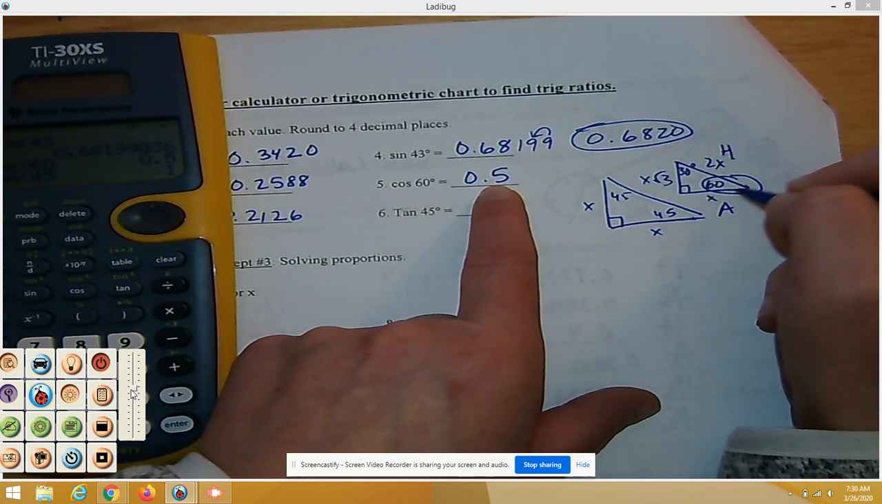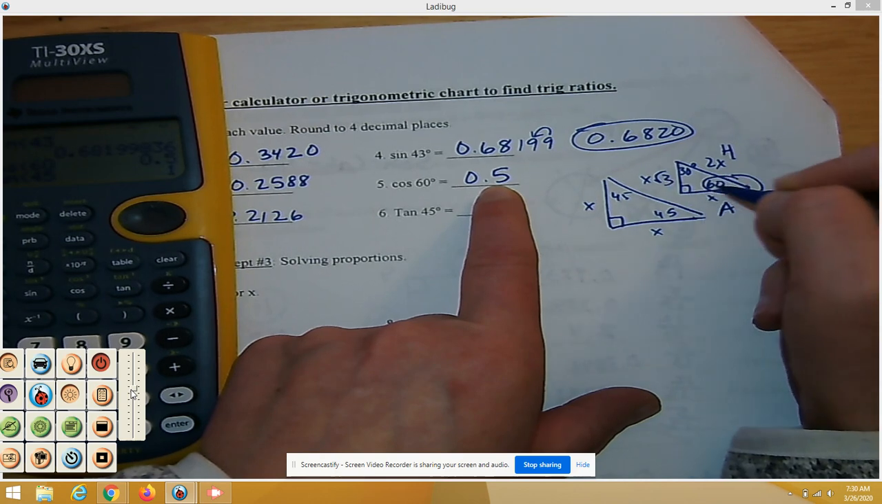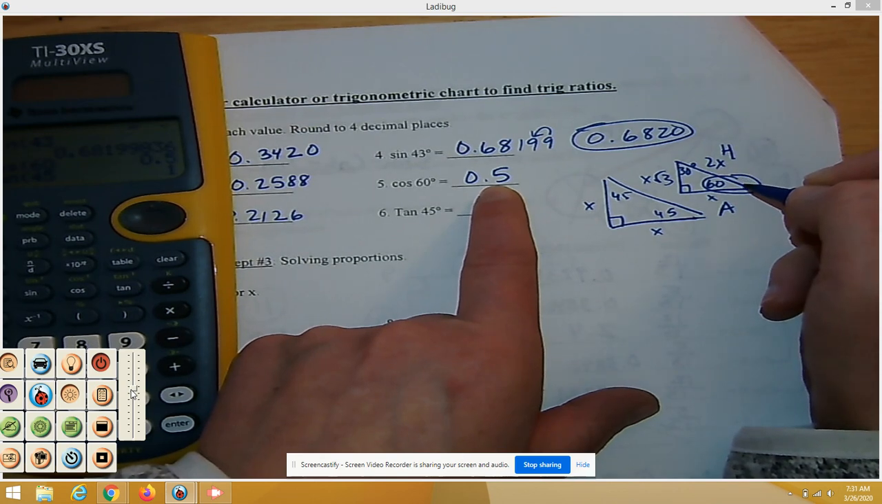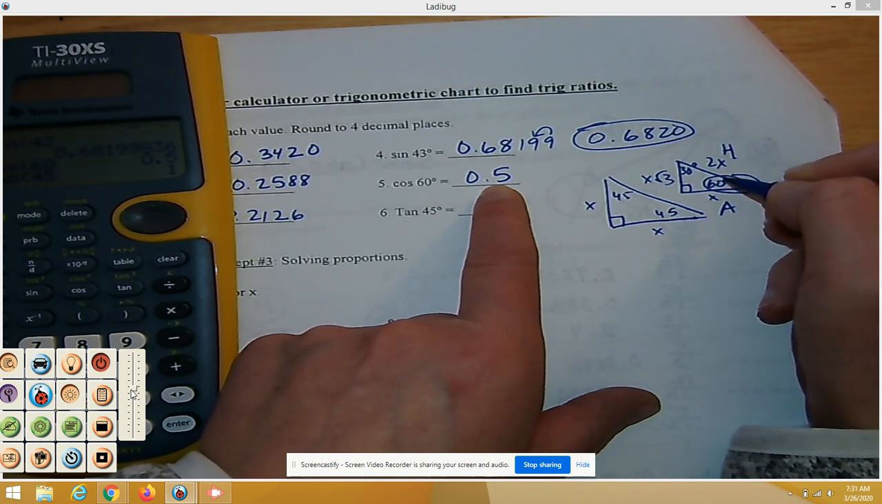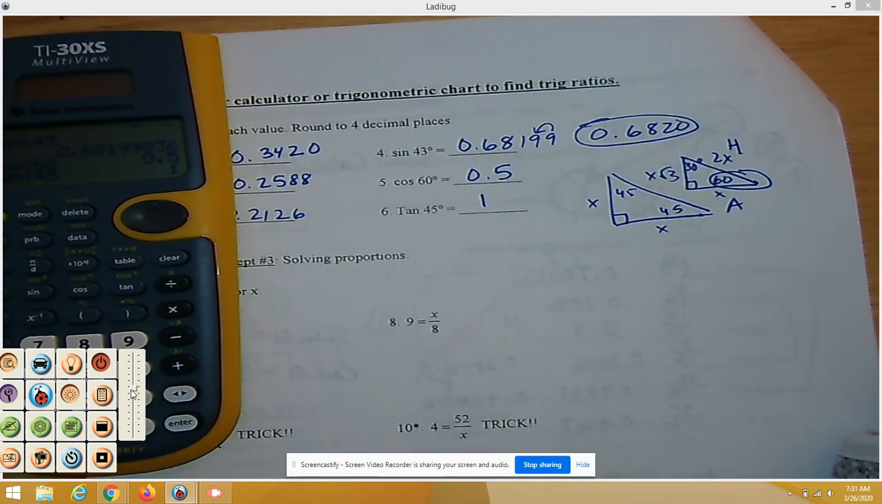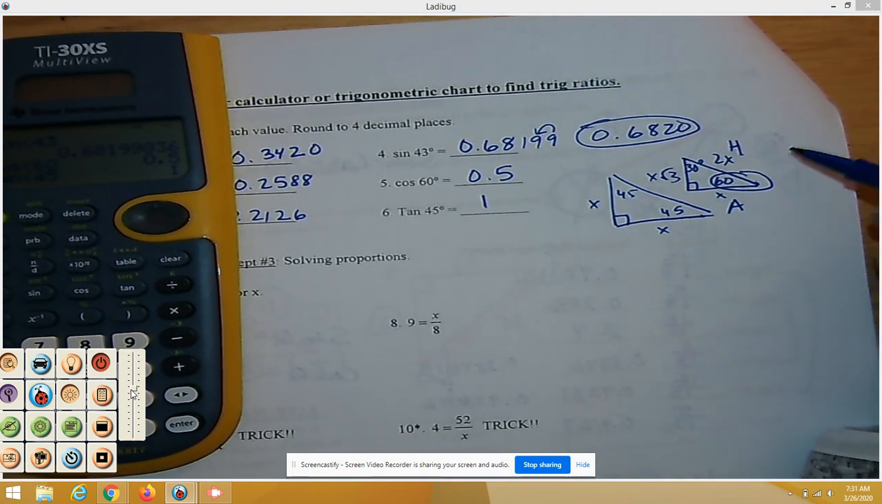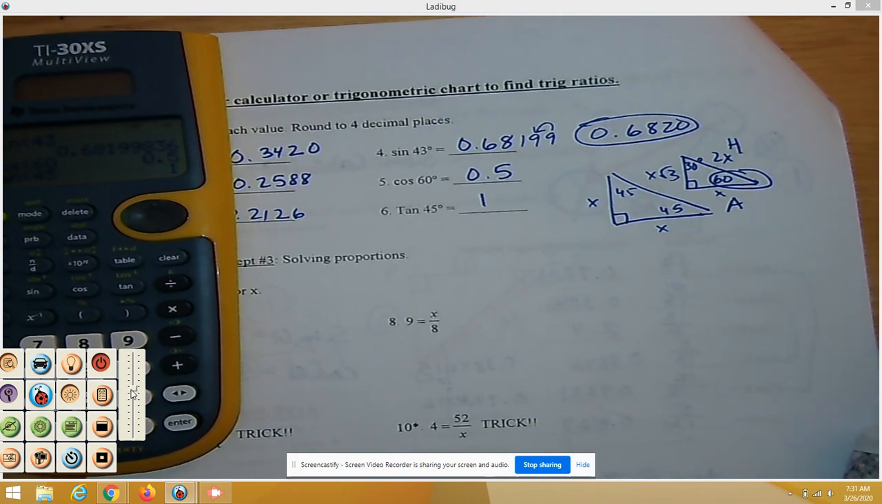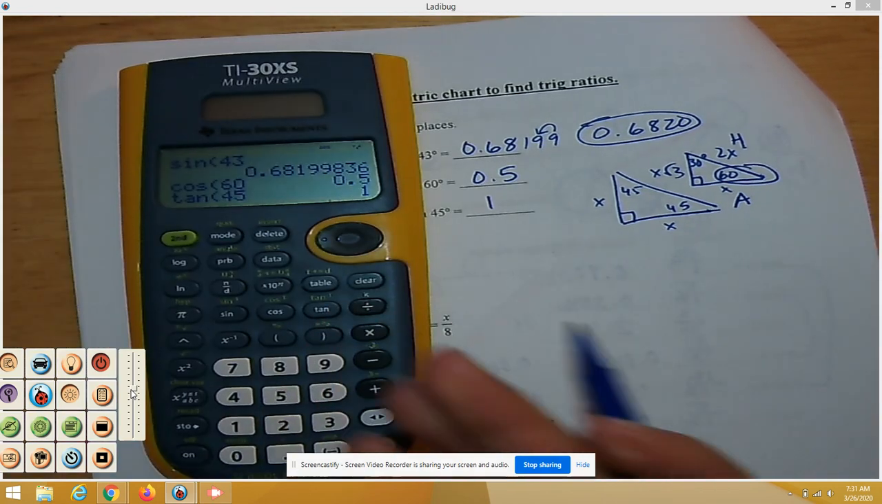So across from the 60-degree angle is the x root 3. Adjacent to it is the side across from the 30, which is x, and then the hypotenuse was 2x. So when you do the cosine of 60, you get x over 2x, which is 0.5. So it goes back to what we were just doing. If I lost you in those last 45 seconds, don't worry about it. You can just do it right in the calculator.